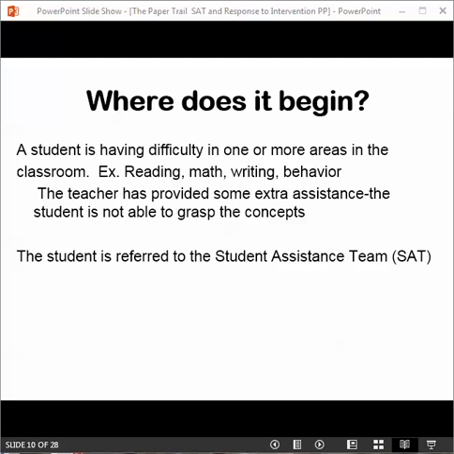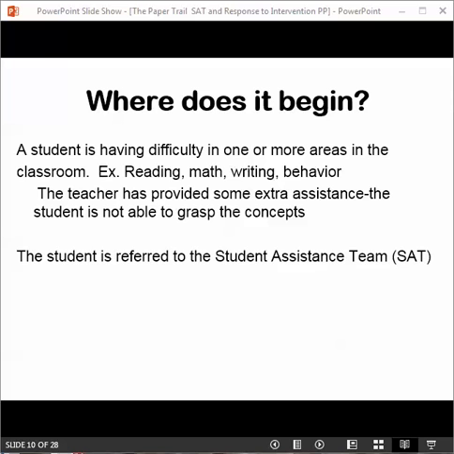So in the old model, when the student had failed or was creating enough of a disturbance in the classroom, they would have been referred for special education evaluation. They would have been tested, and if there was enough of a discrepancy, then they would have gone on for special ed services, and if not, they would have returned to the general ed classroom. Boom, done.